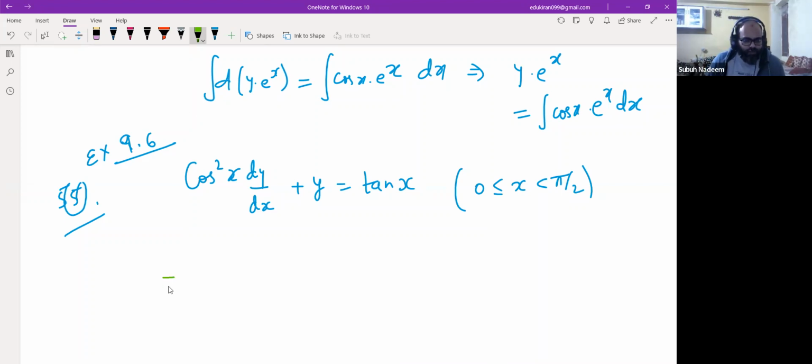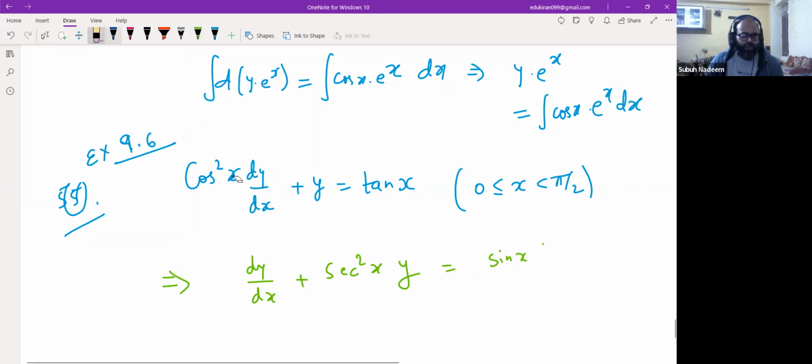So let us divide by cos square x first. So this will be dy by dx plus sec square x into y is equal to tan x by cos square x, that is, tan x into sec square x. So we have divided throughout with cos square x. You understood this?